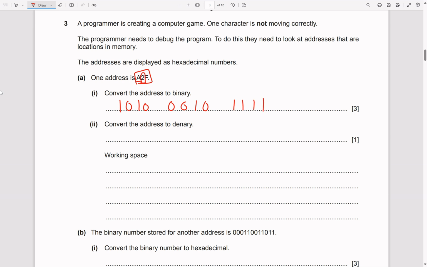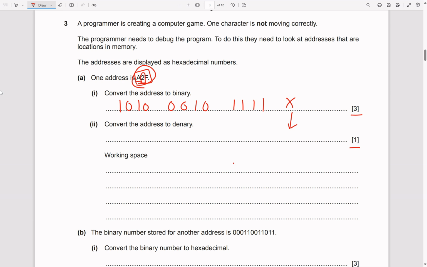Right, then this is actually harder. Even though the last one was only worth 1 mark, this one is worth 3. We want to convert the address to denary. I guess you could just use this binary and convert it to denary if you want, but it's probably better to use the original, because if you've made a mistake in the binary, you're just going to be copying the mistake again. So yeah, let's use the original.